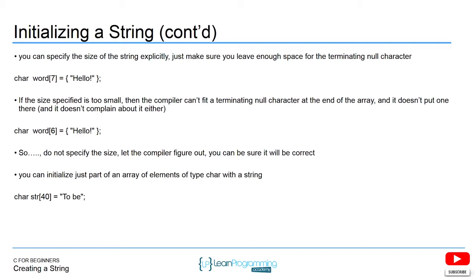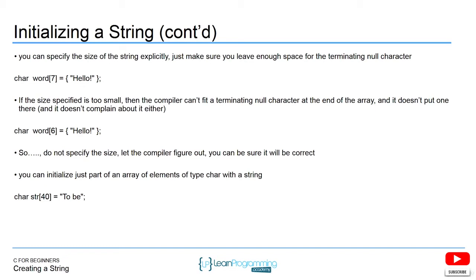Do something like make it a larger size and then just put it in there, and it will figure out the size for you. So do not specify the size. Let the compiler figure it out. This way you can be sure that it's going to be correct. Just leave those brackets as empty brackets and assign it with the assignment operator, and then inside double quotes you can just put it. You don't even need the square brackets. This is the best practice.